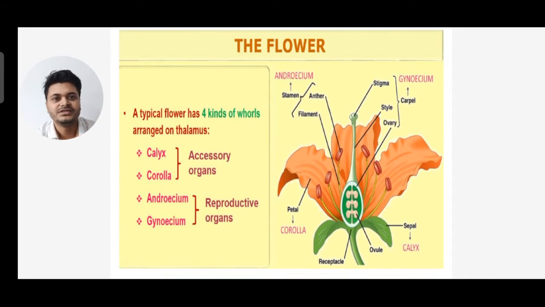Now, a typical flower has four kinds of whorls arranged on the thalamus: calyx, corolla, androecium and gynoecium. Calyx and corolla are accessory organs, and the reproductive organs are androecium and gynoecium. Accessory is also called the non-essential part, and reproductive is also called the essential part of a flower. You can see the diagrams of androecium, gynoecium, calyx and corolla all given.